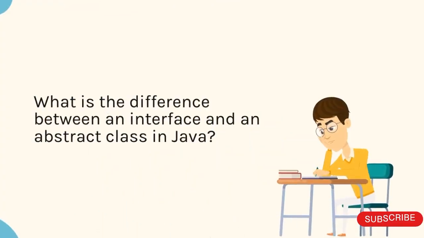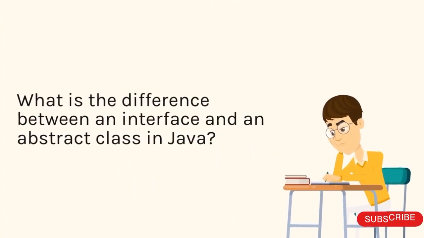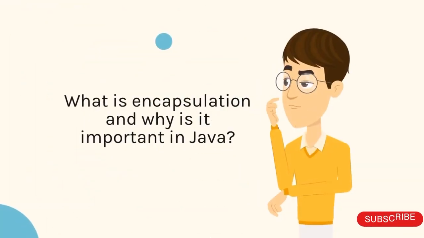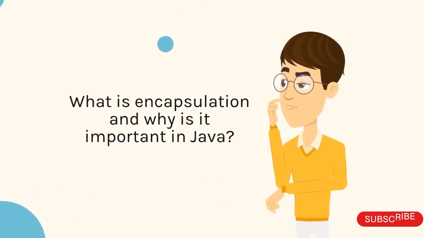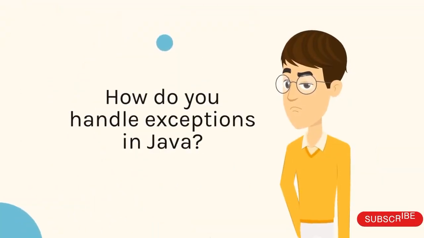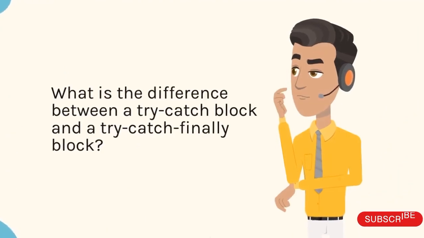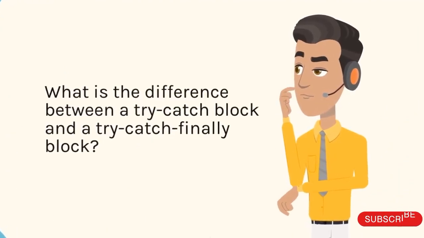What is the difference between an interface and an abstract class in Java? What is encapsulation and why is it important in Java? How do you handle exceptions in Java? What is the difference between a try-catch block and a try-catch-finally block?